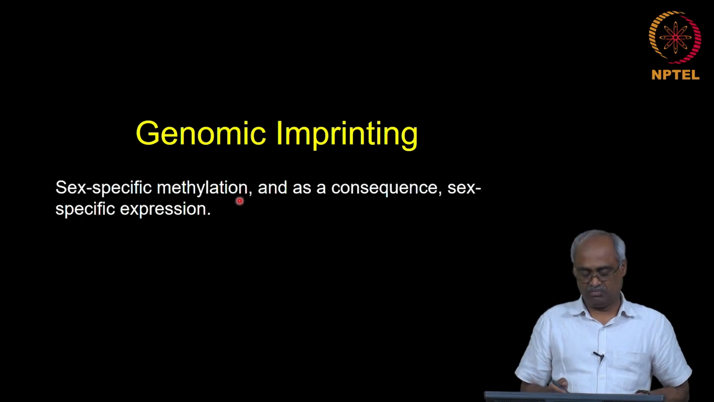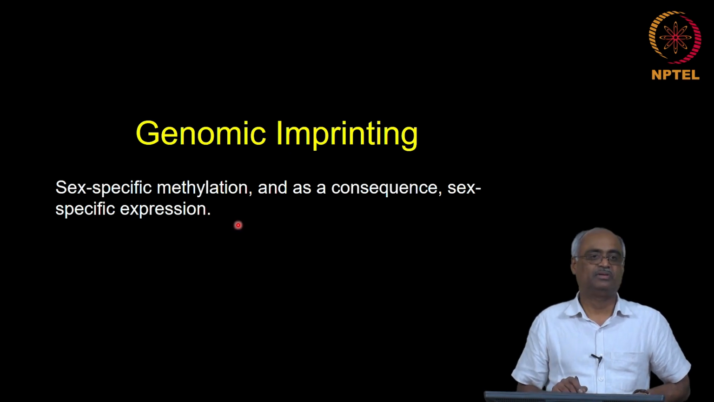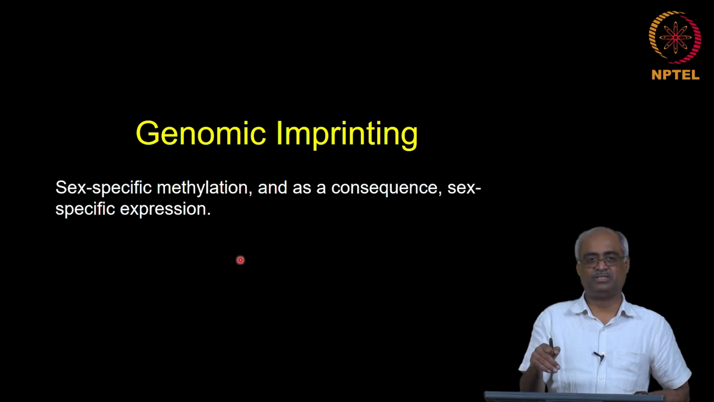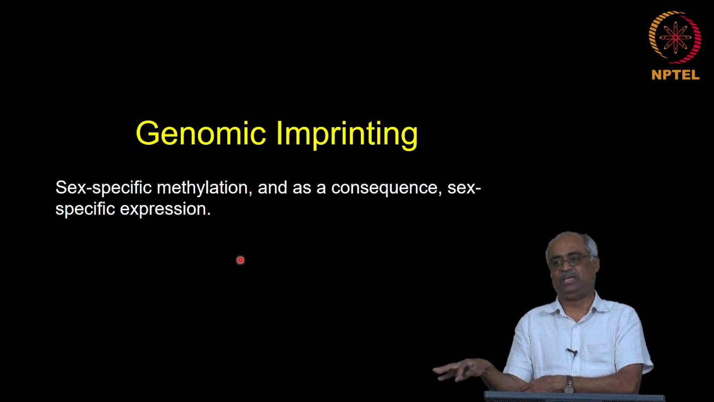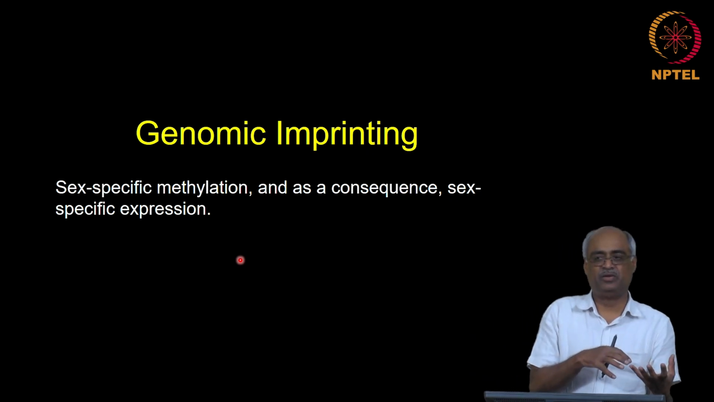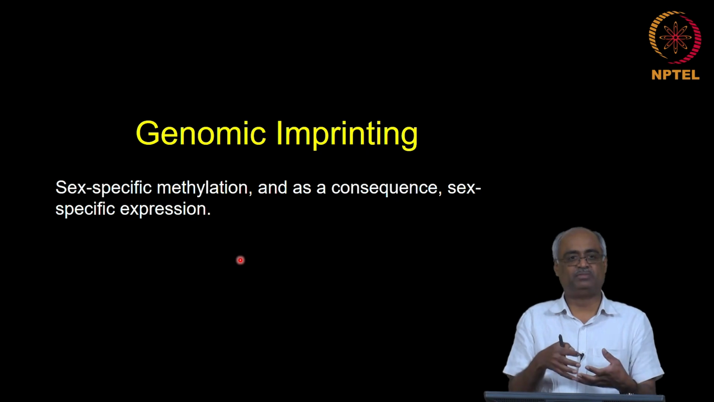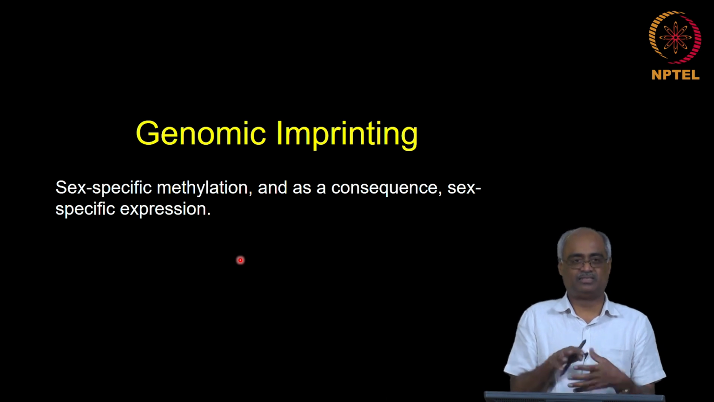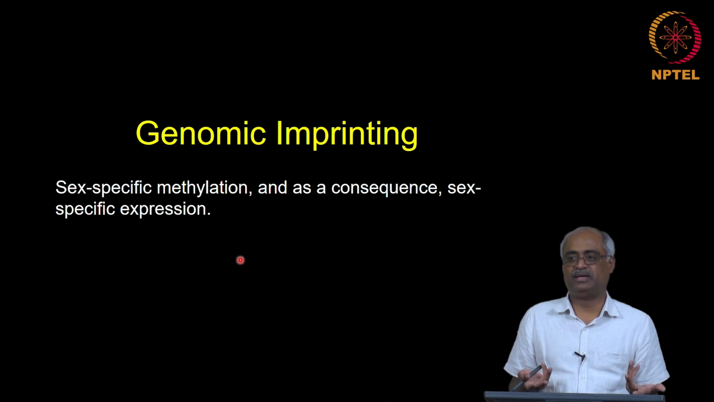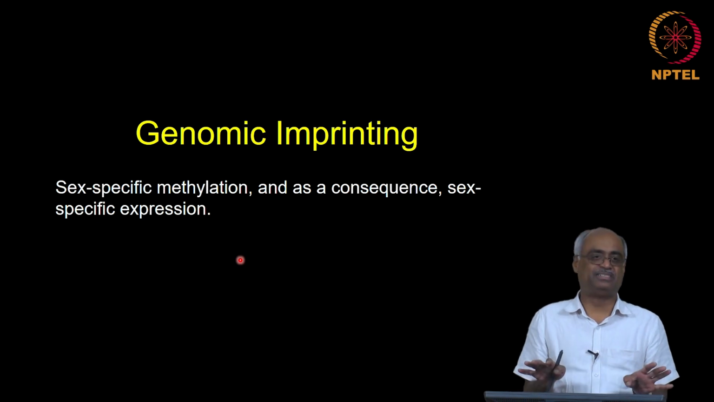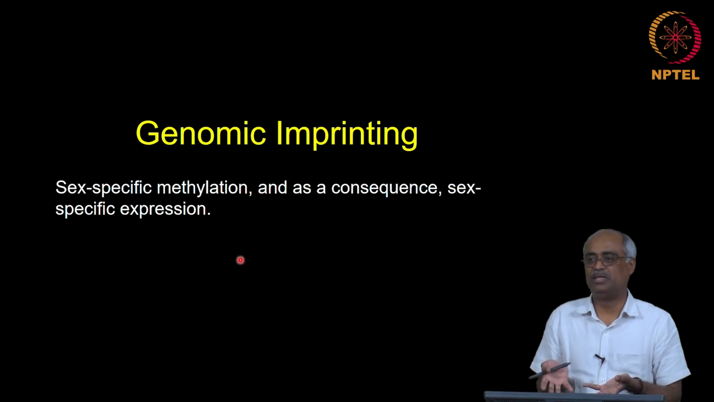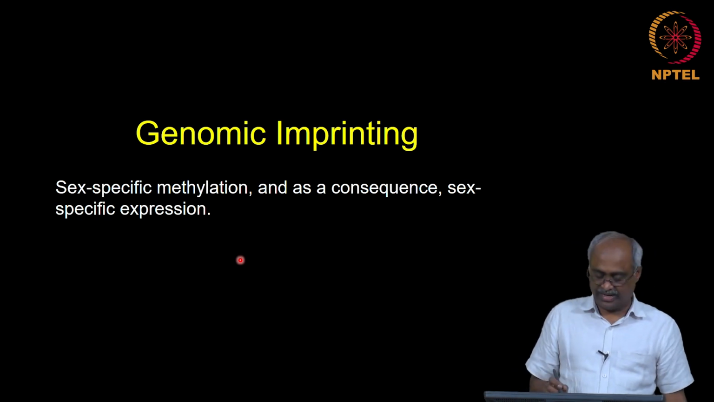So simply, what is genome imprinting? Sex specific methylation and, as a consequence, sex specific expression. If a particular gene is methylated during spermatogenesis, it is not going to be expressed from the paternal allele in the offspring. If it is methylated during oogenesis, that gene is not going to be expressed from the maternal allele. So you have two alleles, assume both are wild type, and it does not matter which one is inactive. As long as one is definitely going to be inactive, dosage compensation will not come into the picture, because you are going to have only one copy.